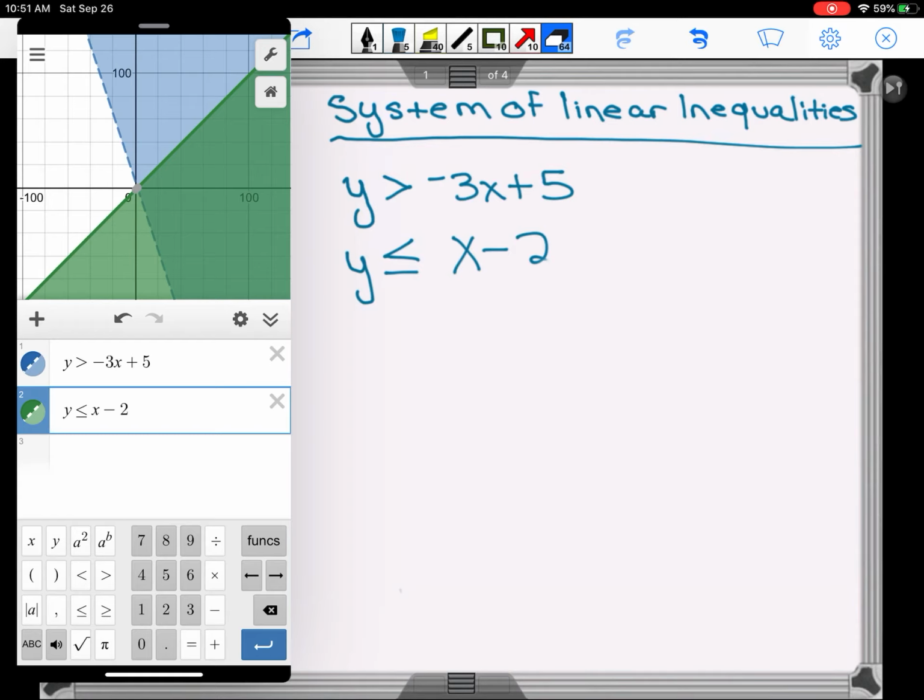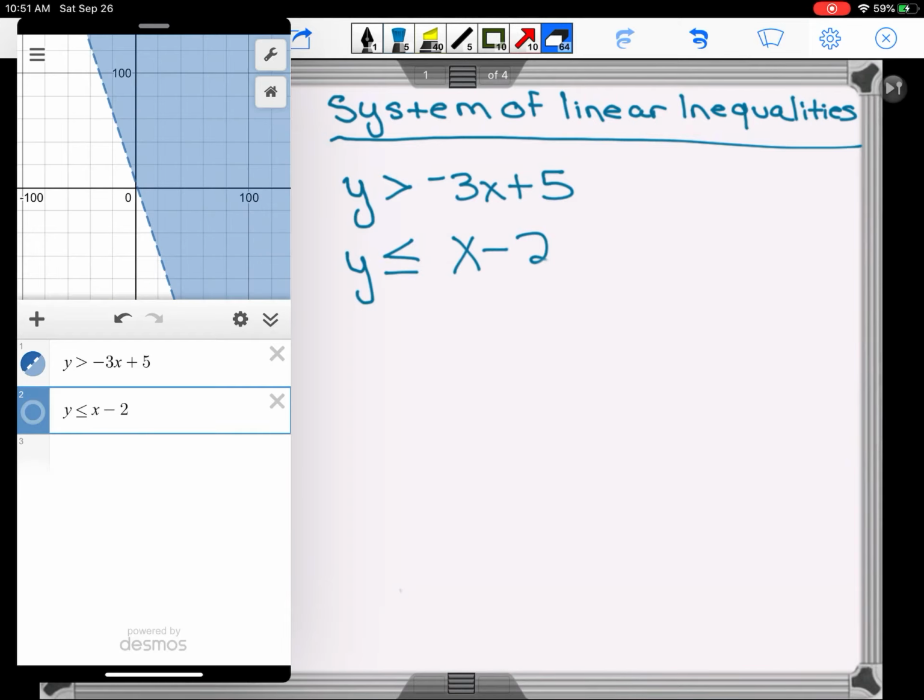All right, so my first inequality, I'm going to turn off the second inequality. The first inequality had a solution set that's in the blue shaded region. The second inequality had a solution set in the green shaded region. Together, the solution set is where those shaded regions cross. So you see where that dark green is on Desmos? That is the solution set for that system of inequalities.